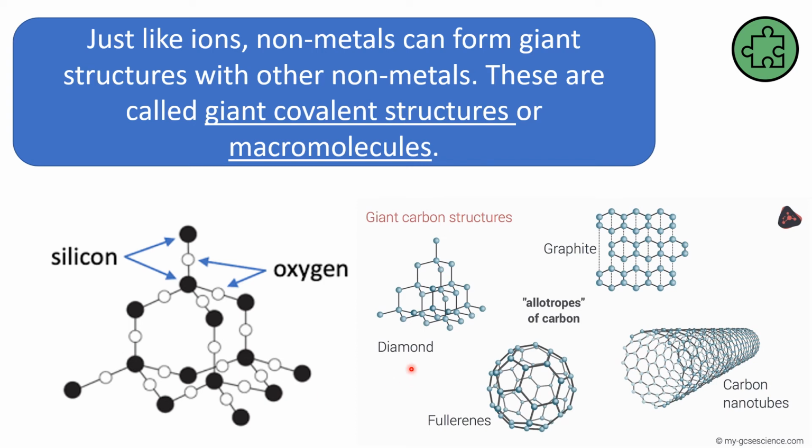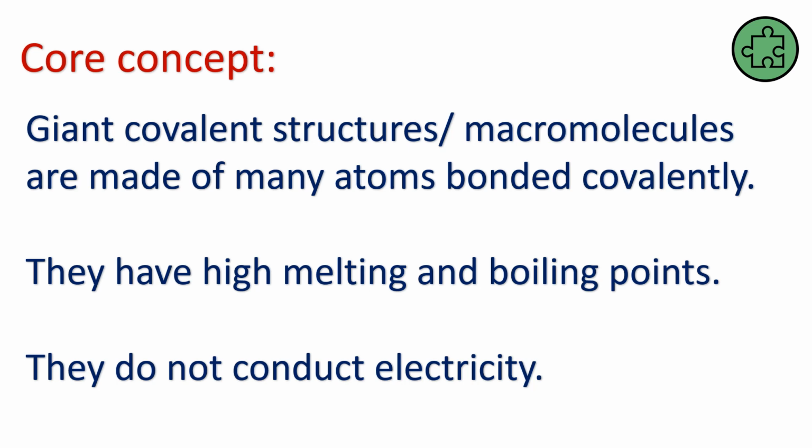And then these all here are what we call the allotropes of carbon. So all of these are actually made of carbon atoms, just put together in slightly different ways. And we're going to look in more detail about why carbon in particular tends to form these giant structures. But giant covalent structures or macromolecules have similar properties no matter what they're made out of. So our core concept: giant covalent structures or macromolecules are made of many atoms bonded together covalently.